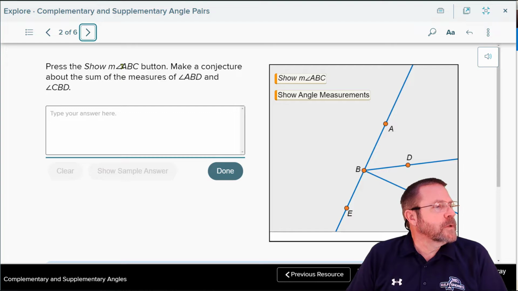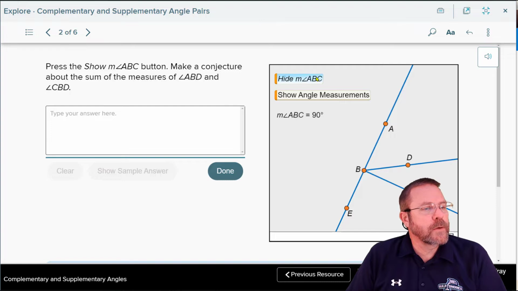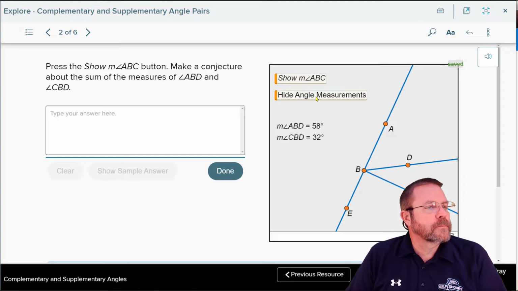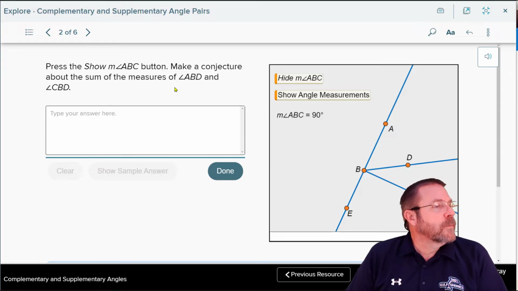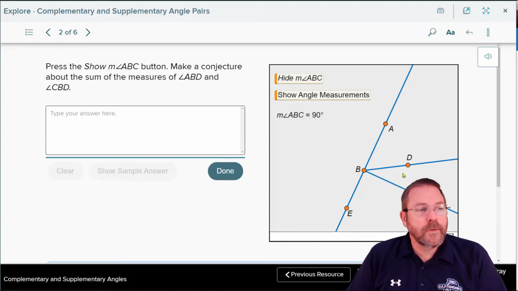Press Show Measure of Angle ABC button and make a conjecture about the sum of the measures. So we're going to show that angle. No, I see what they say. I pushed the wrong button. Measure of angle ABC, that's A, B, and C, and these angles combined are going to be able to form a 90-degree or right angle that you can see there. And then make a conjecture about what happens when you add ABD and CBD together. Yep, you add these two together, you get 90 degrees. It makes a right angle.